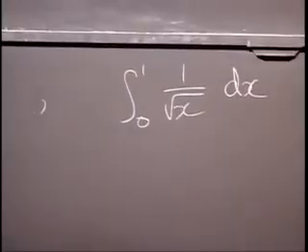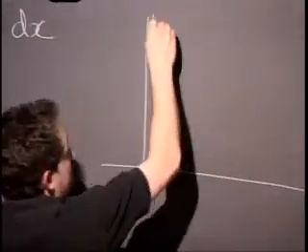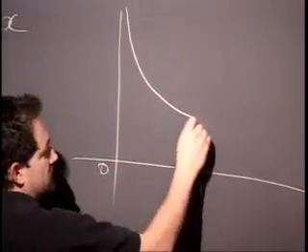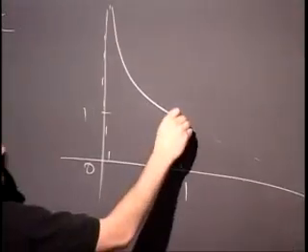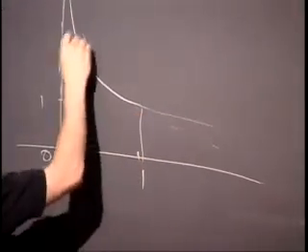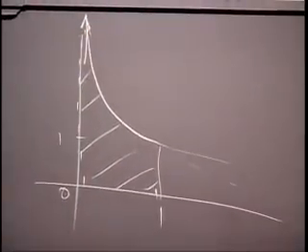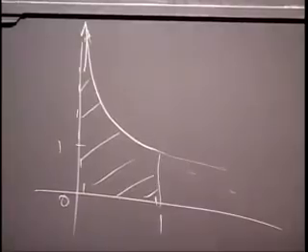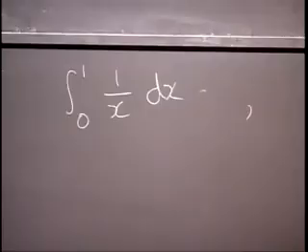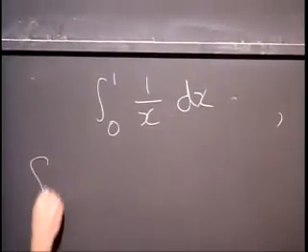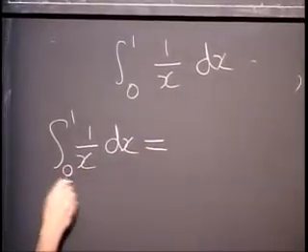Both these functions, if you graph them between 0 and 1, look pretty similar. They both look something like this. They have a vertical asymptote at 0. They go through (1, 1), and they keep on going. So we're sort of looking for this area, but remember, it goes on forever. Well, let's deal with this. This is the only problem spot at 0. This is the only blow-up point. Everything else is nice.